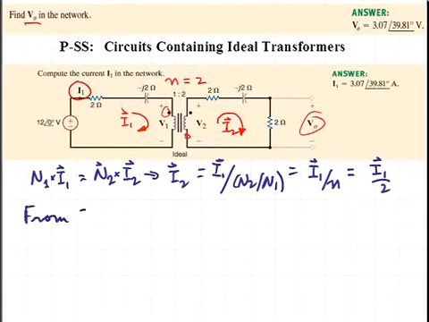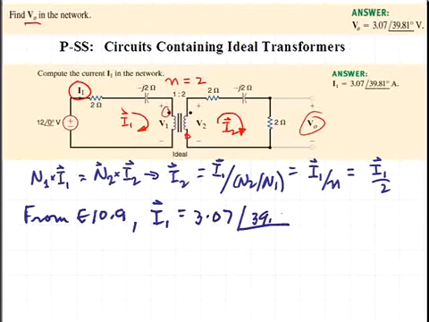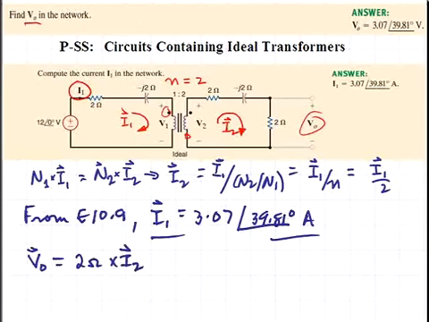From the learning assessment problem E10.9, we had the result that I1 was equal to 3.07 at an angle of 39.81 degrees amperes. The relationship which we'll use now to determine V sub O is Ohm's law. That is, V sub O is equal to 2 ohms times I2. But we've determined that is going to be 2 ohms times this current I1 divided by 2.